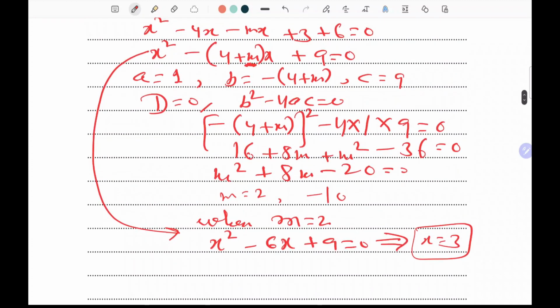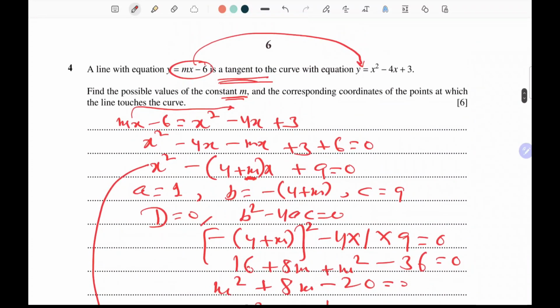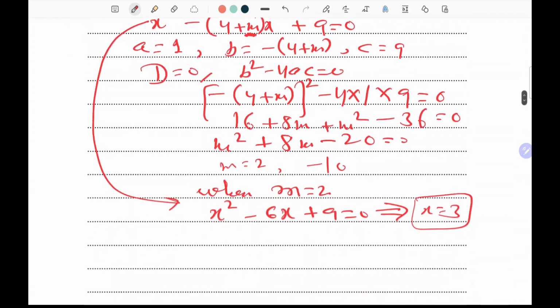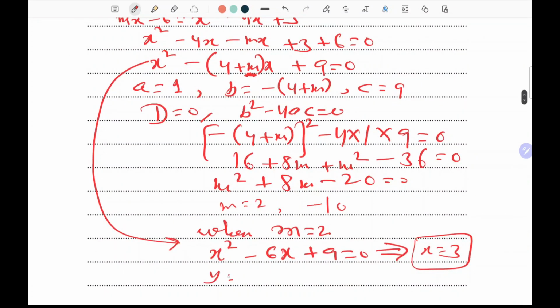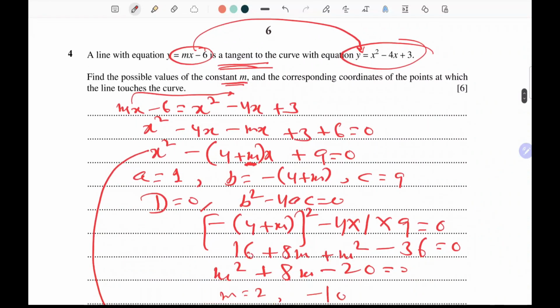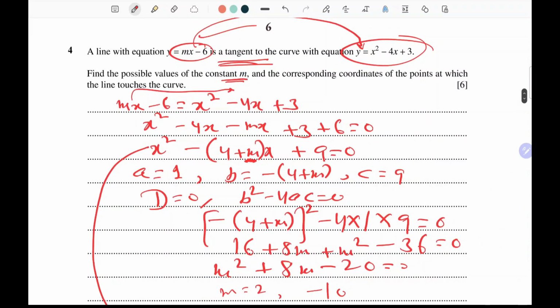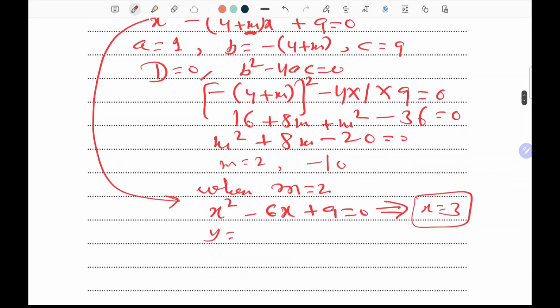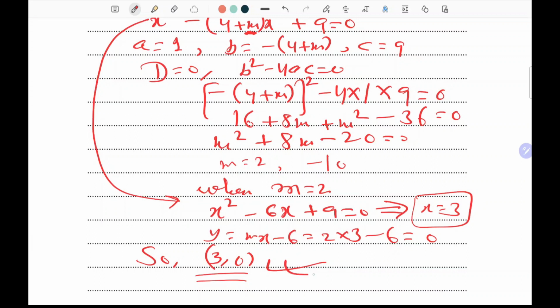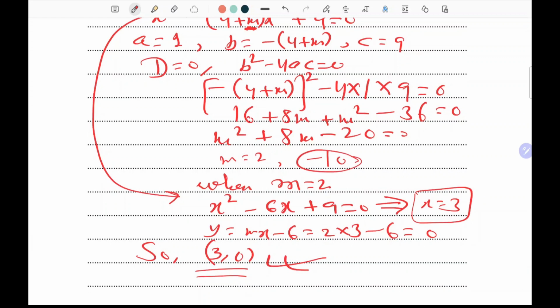But we need to find coordinates, so we need to find y also. So we can use this for y. So guys, y equals, we can write 3 square minus, or we can use this also, doesn't matter. Let's use this, mx minus 6. But m is 2, so 2 times x is 3, minus 6. How much, guys? 0. So one coordinate will be (3, 0). This is one coordinate. That's fine.